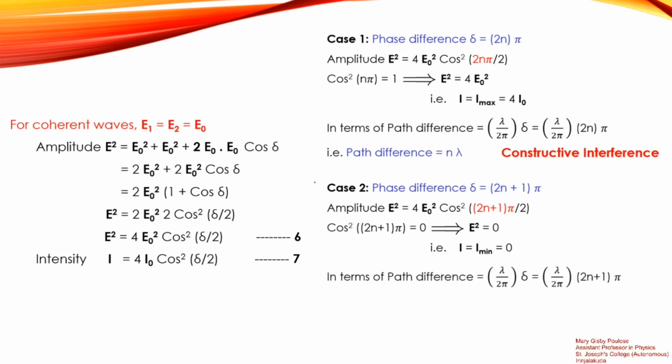In terms of path difference, this can be written as lambda by 2 pi into delta, that is lambda by 2 pi into (2n plus 1) pi. This gives that the path difference is an odd integral multiple of half wavelength when the light intensity is minimum. So if the interfering waves have a path difference of odd integral multiple of half wavelength, we get destructive interference, where the light intensity is minimum.